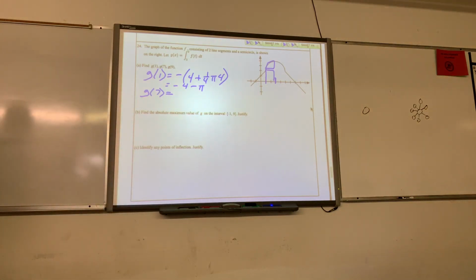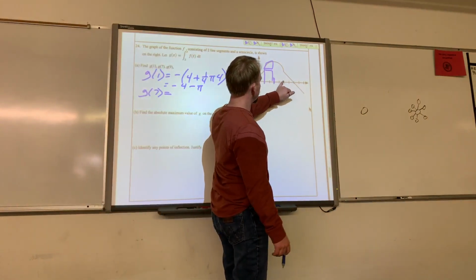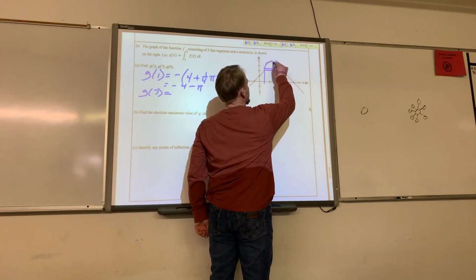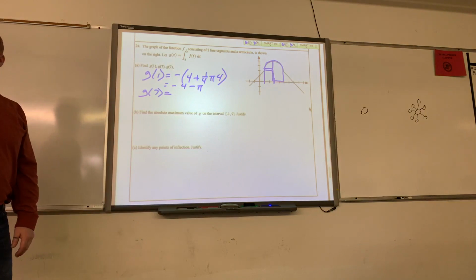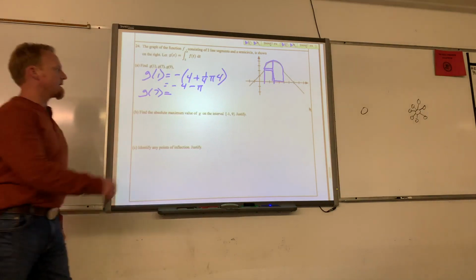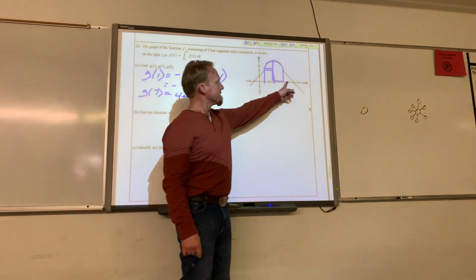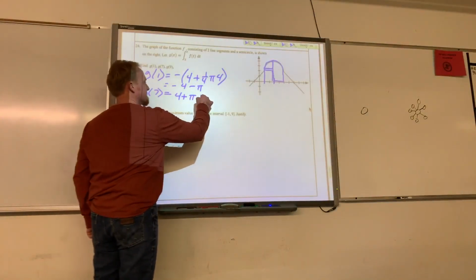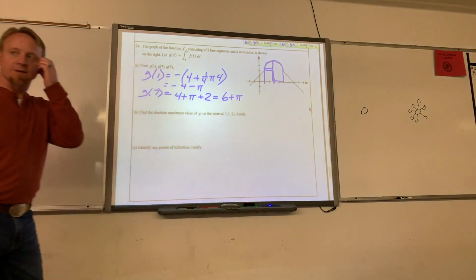All right, g of 7. We want to go from 3 to 7. So 4, 5, 6, 7. I already know what that piece is worth. How much is that worth? 4 minus pi, or 4 plus pi. It's 4 plus pi. Okay, it's 4 plus pi, and then I have this little triangle, which is 2 by 2. So 2 times 2 is 4. Half of that is 2. So I end up with 6 plus pi with that piece.